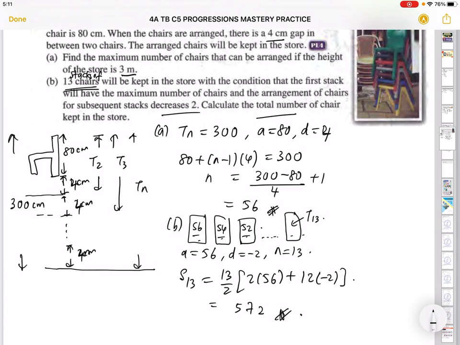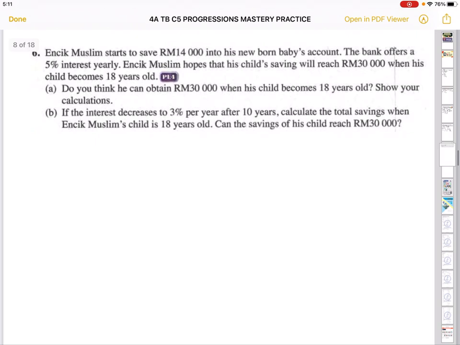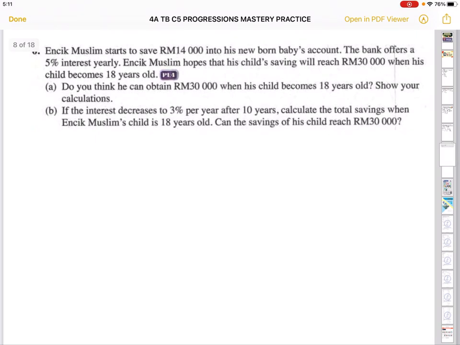Alright, next one. Now, Encik Muslim starts to save 14,000 into his newborn baby's account. The bank offers 5% interest yearly. Mr. Muslim hopes that child's saving will reach 30,000 when his child turns 18. So, do you think he can obtain 30,000?